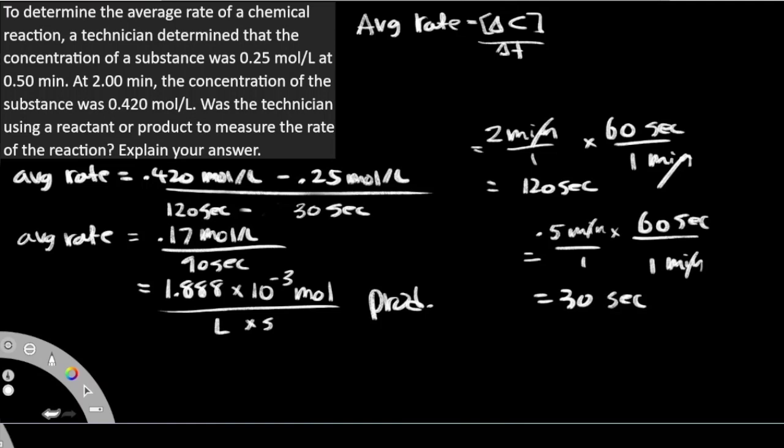Because obviously it has been increasing as it went along, right? This means more product was being formed because it was increasing in number. So the answer here would be the product.